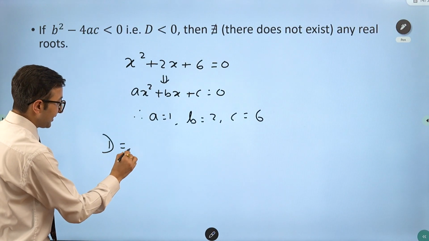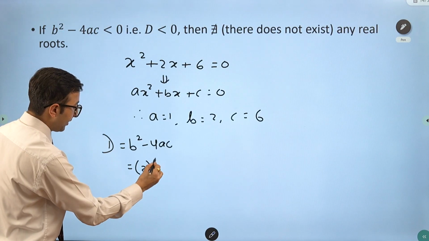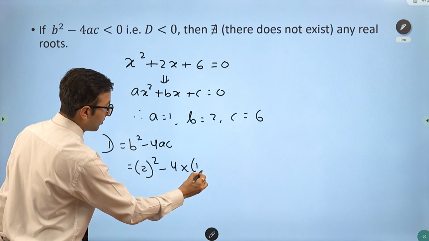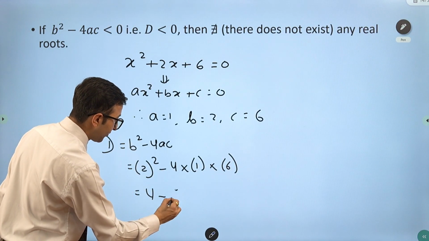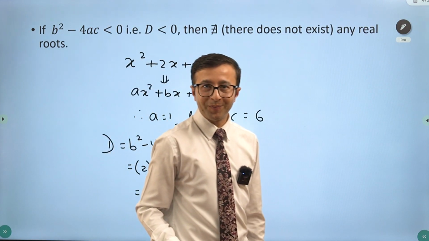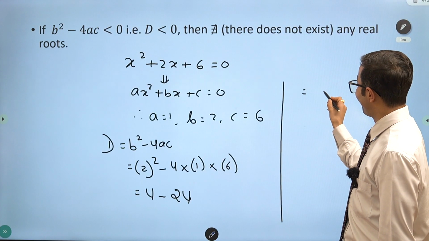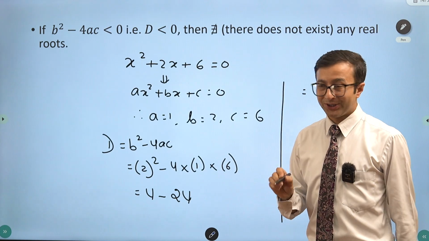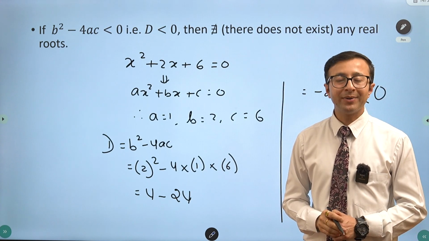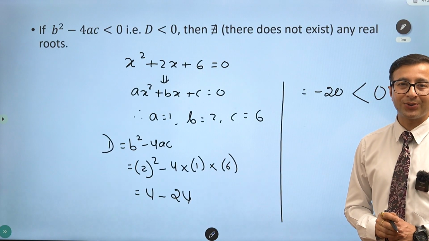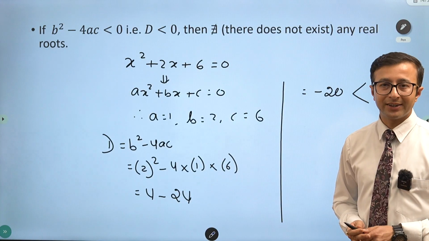So the discriminant is b square minus 4ac. This is equal to 2 square minus 4 into 1 into 6. 2 twos are 4, minus 6 fours are 24. 4 minus 24 is minus 20. So the discriminant is negative. It means the square root of minus 20 does not belong to the real numbers. So roots do not exist.